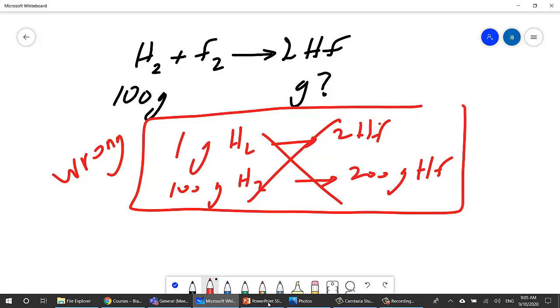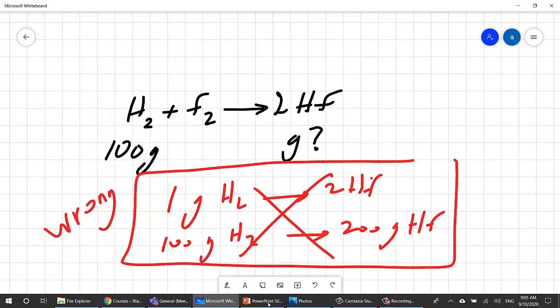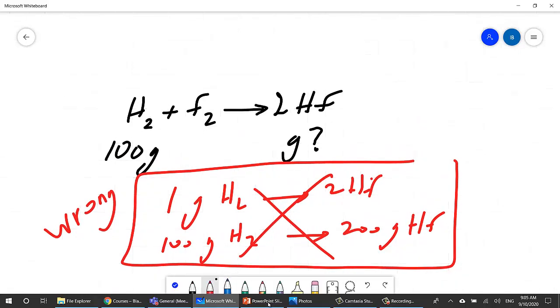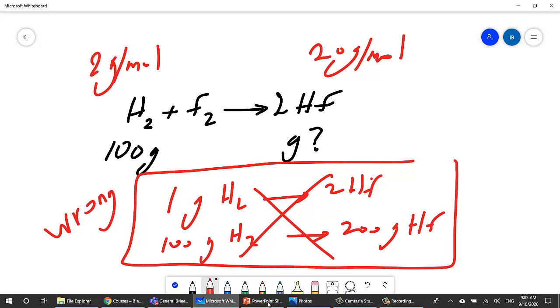What is the molar mass of H2? 2. Yes, 2 grams per mole, right? This is 2 grams per mole. And the HF is, you have the H is 1 and F is 19, so this is 20 grams per mole. Okay? If you go to the periodic table, you find F is 19.